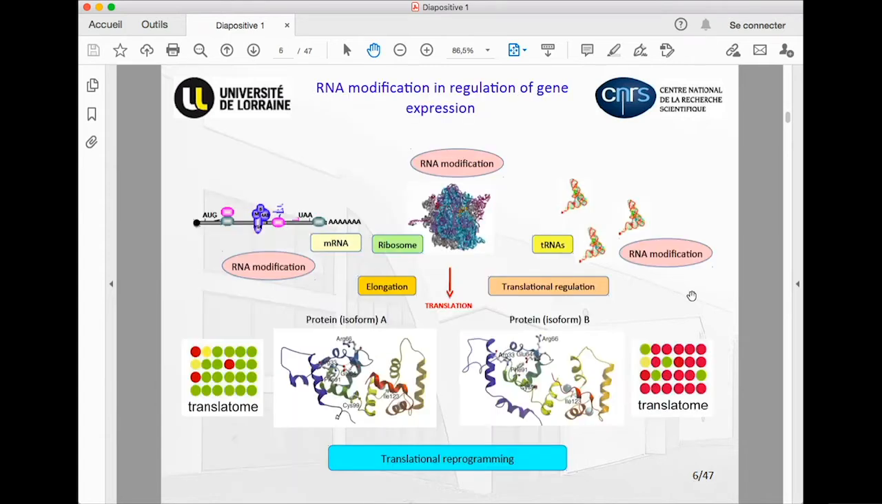If we take the picture for translation, all partners of the translational machinery, tRNAs, ribosomal RNAs, and mRNAs, are modified. They contain modified nucleotides, and this opens a way of regulation at the translational level to provide different protein isoforms and thus modify the translatome itself. It was already shown that translational reprogramming can be made by initiation of translation, but now there is much evidence that RNA modifications in different partners of the translational machinery will also affect the final proteome.